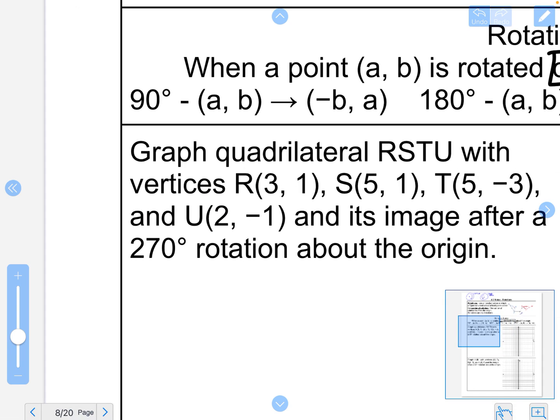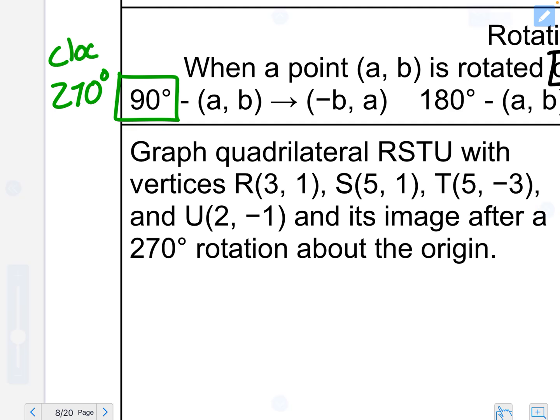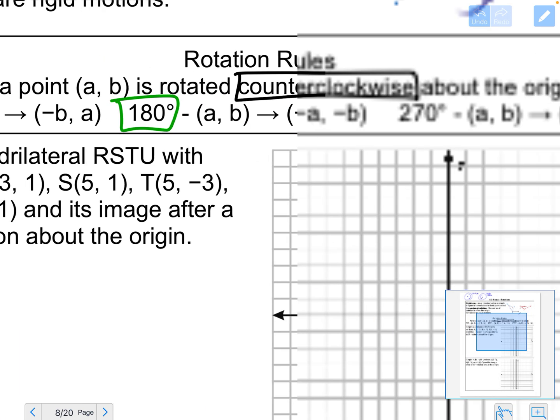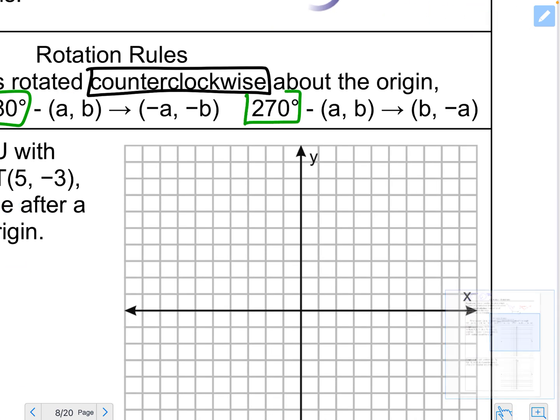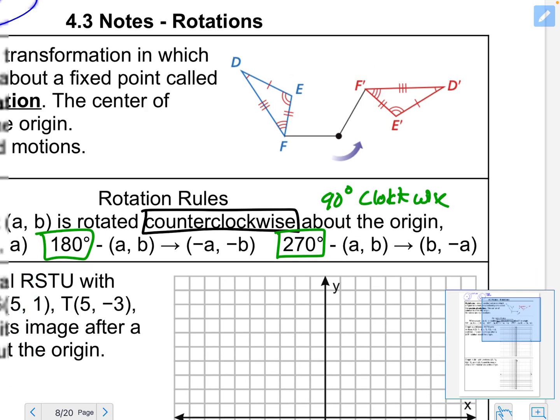However, if they ask us about clockwise, our 90-degree rule for counterclockwise is the same thing as 270 clockwise. 180 is always going to be the same. And then if it's 270 counterclockwise, that's the same thing as 90 degrees clockwise. Oh, I can't spell today. That's not anything new though.